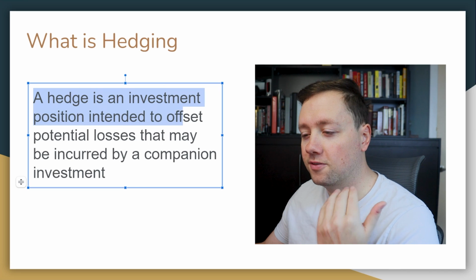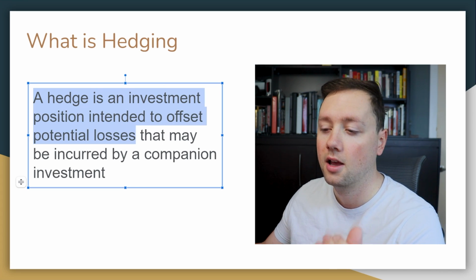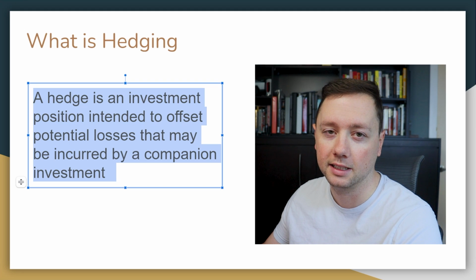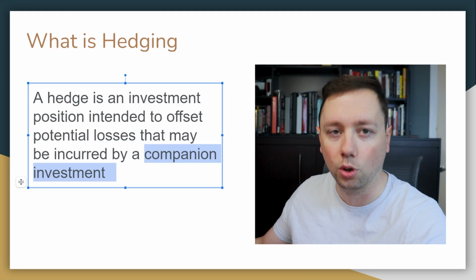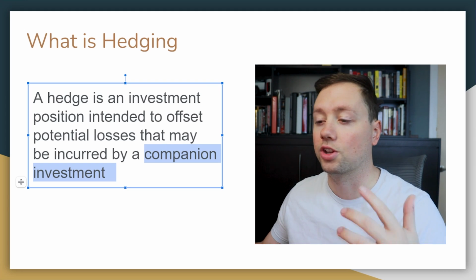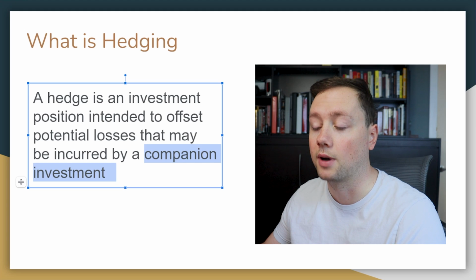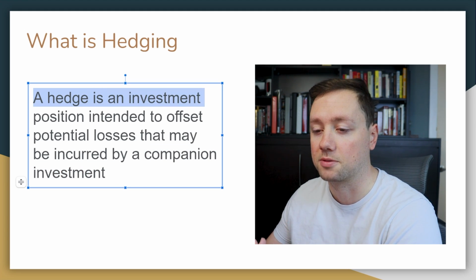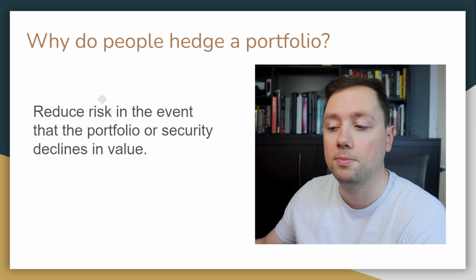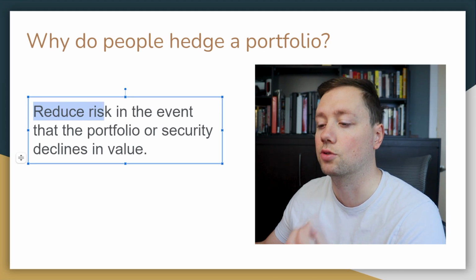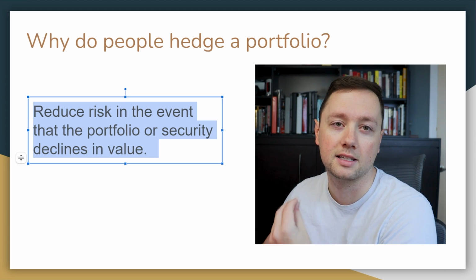Well, a hedge is an investment position that is intended to offset potential losses that may be incurred by a companion investment. So in this situation, the companion investment is your portfolio or your original investment or the shares that you currently hold. And what we are trying to do is learn how to hedge that portfolio or hedge those investments so that you reduce your risk. That is the goal of hedging. That is why people hedge. The entire goal is to reduce risk in the event that the portfolio or security declines in value.